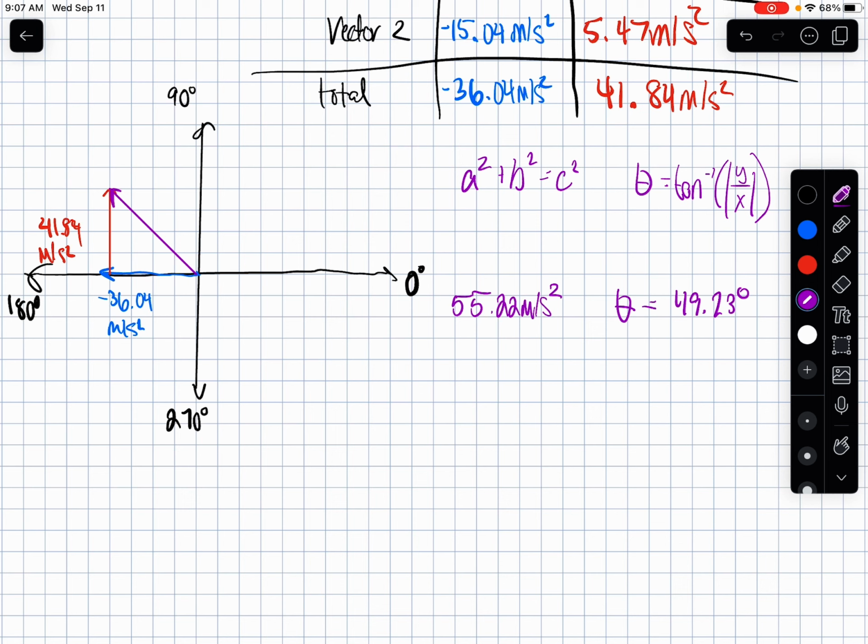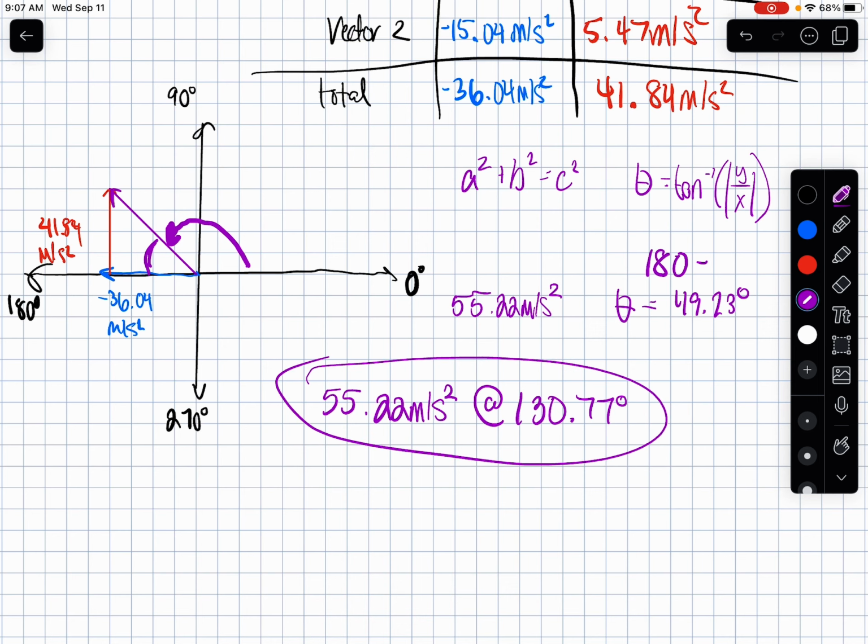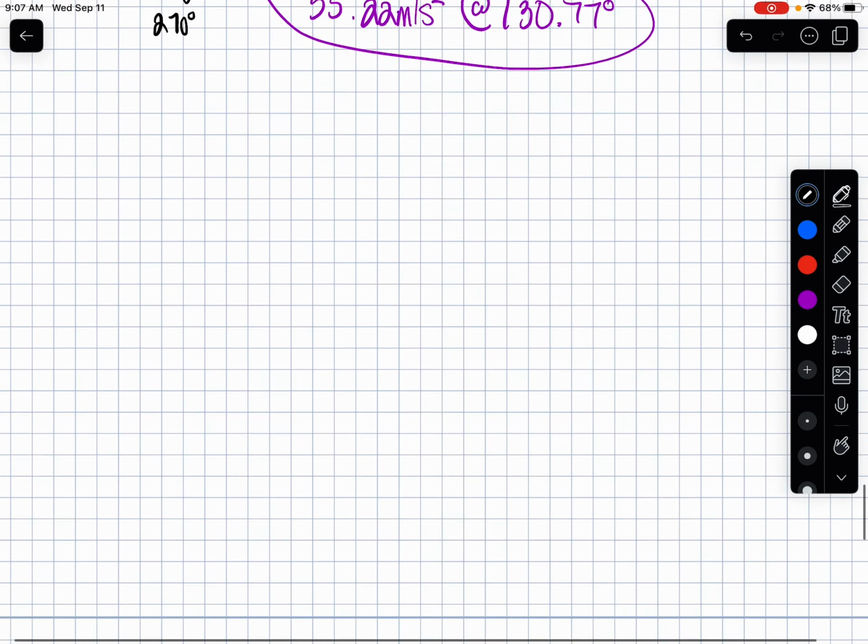Now here's the issue. If you tell me you're going off in a direction of 20 degrees, I think you're going up and to the right. Okay, we found this angle right here. We don't want that angle right here. We want this angle right here. So what are we gonna have to do? We're gonna have to do 180 minus our angle. So go ahead and plug that in. And then our final answer is gonna be 55.22 meters per second squared at an angle of 130.77 degrees.